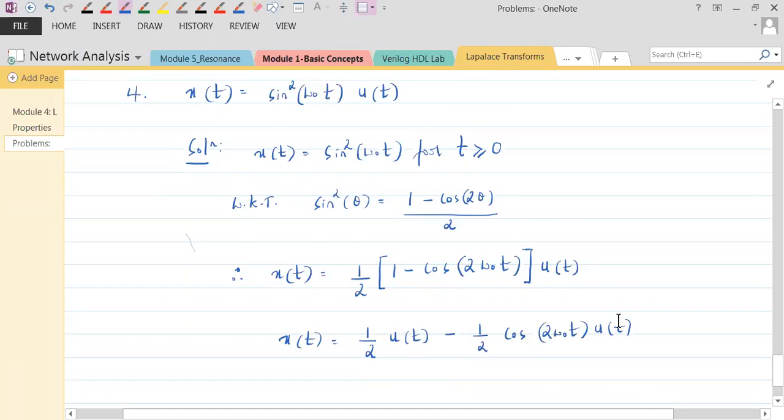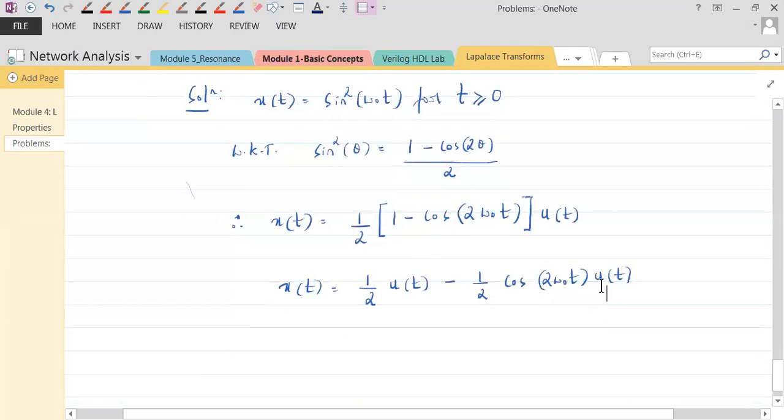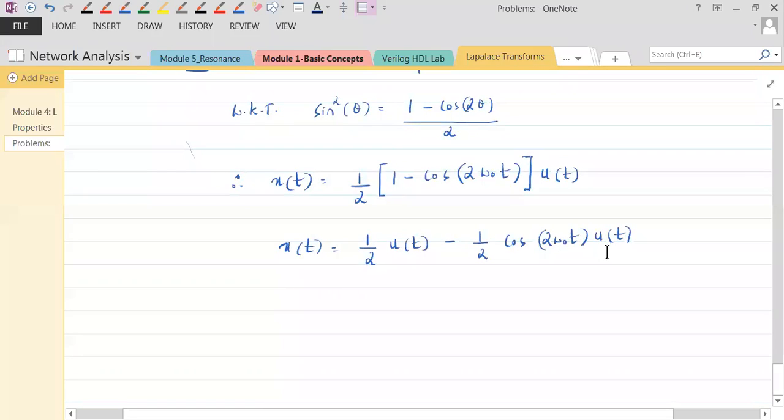So what did I say? If u of t is there with another function of t, then you can just neglect it. So the signal that we are considering is just this half u of t. This u of t is considered because it is with a scalar, not a function of t. But here, this u of t is with another function of t, so you can just neglect that u of t, and write cos 2 omega naught t. This is the way we can deal with the representation.